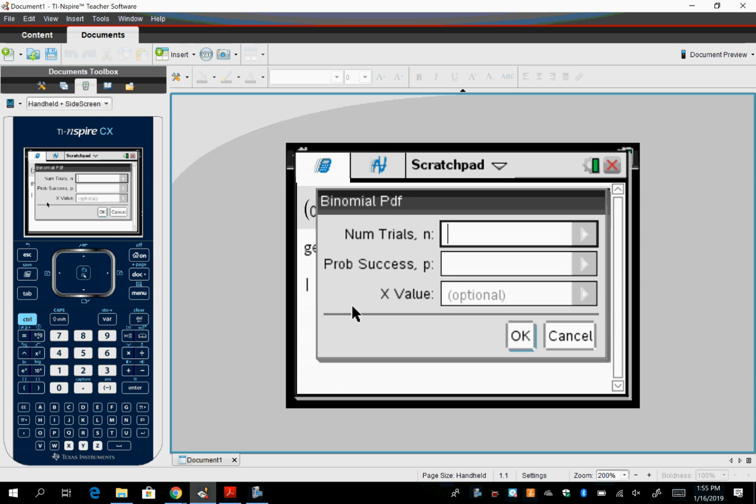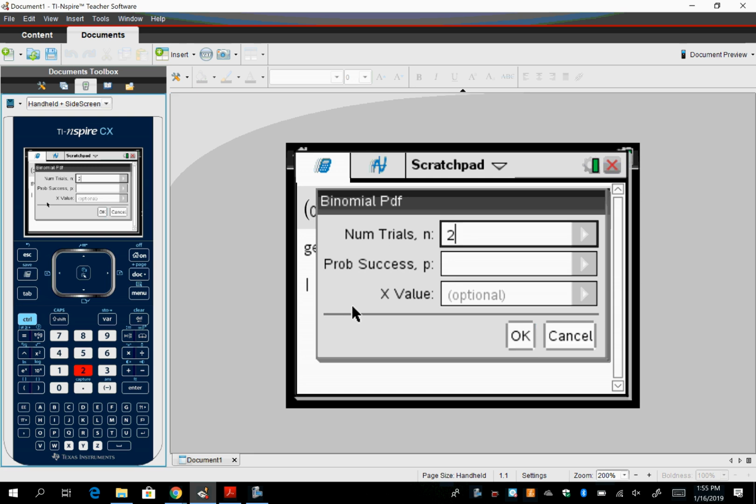How many trials are there? 20. What is our probability of success? 0.11. Now, do you guys see where it says X value? It says optional there, but I always tell students, write in the number. How many successes do we want? Exactly 2.